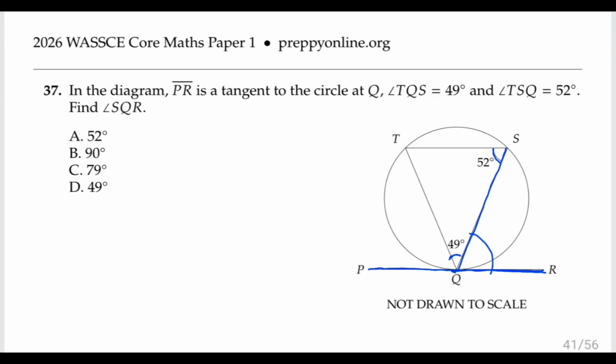Now, what do we do? Well, this is an example of an application of the alternate segment theorem that says that if you have a tangent and a chord like this, then the angle that the chord makes with the tangent is equal to the angle that the chord makes in the other segment. So this angle and this angle are equal according to the alternate segment theorem.